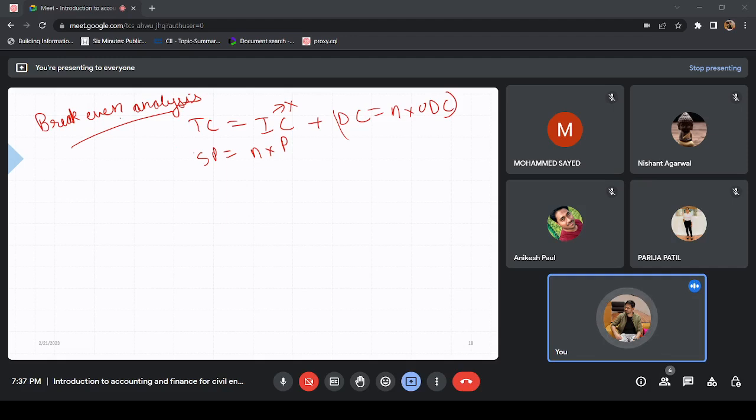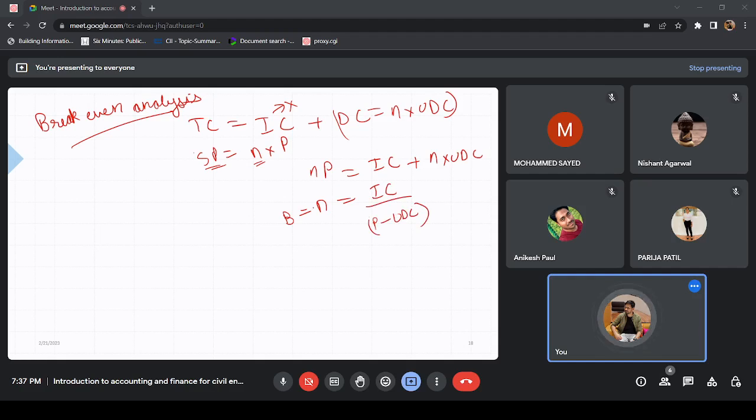So for break-even analysis, we need to find the minimum number of n so that we are not in loss. That means your selling price minus cost price should be equal to 0, right? You get this idea? So NP is equal to IC plus N into UDC. So at break-even point, N is equal to IC by P minus UDC.